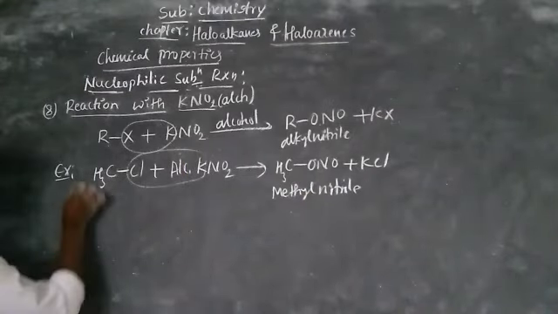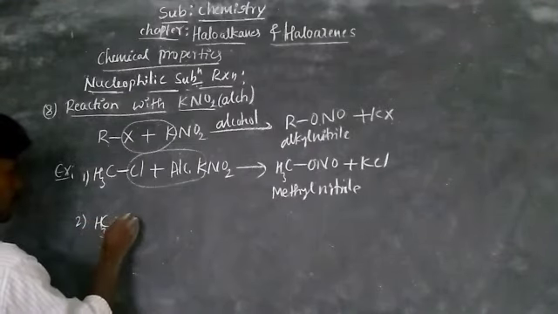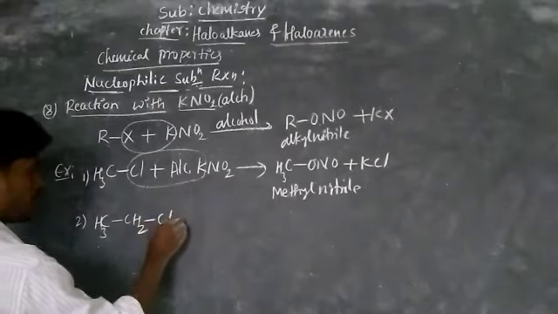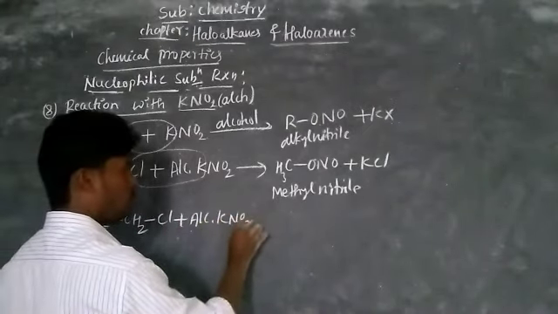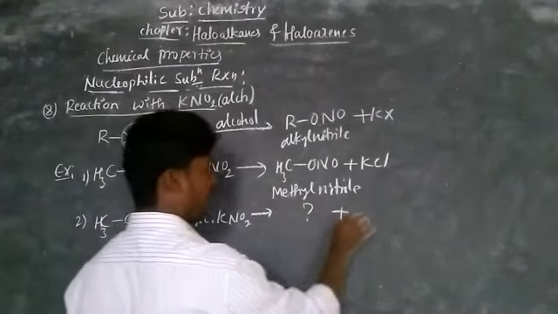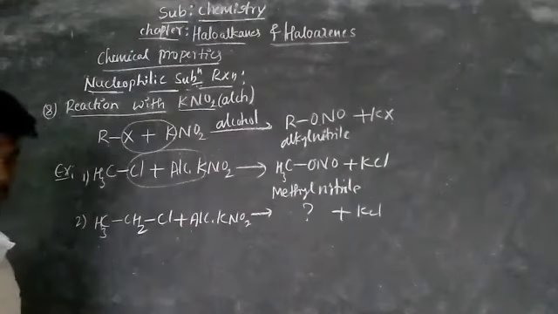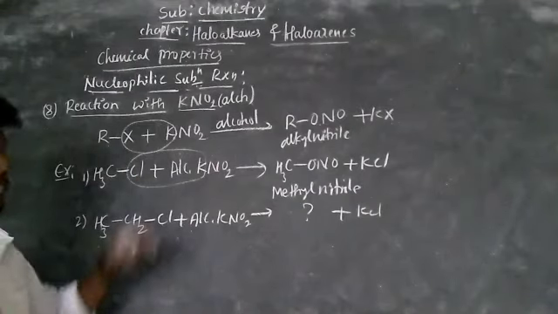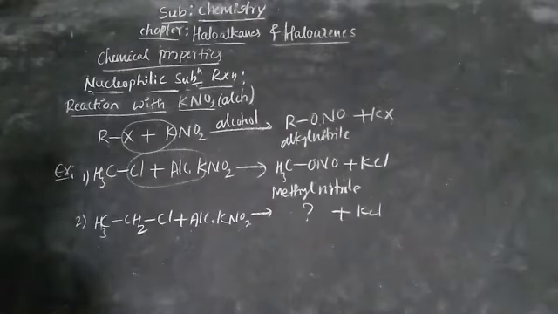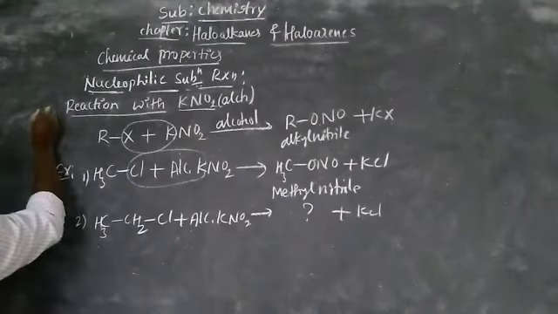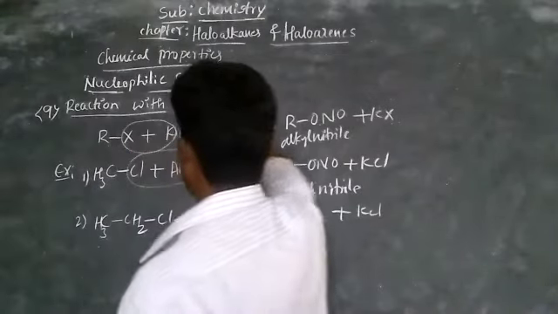So example two, take as homework: CH3 bond CH2 bond Cl plus alcoholic KNO2. Write what you get here and write the name of the compound. So these are the reactions with potassium nitrite. Similarly, the next one is reaction with silver nitrite, the ninth one, reaction with silver nitrite.